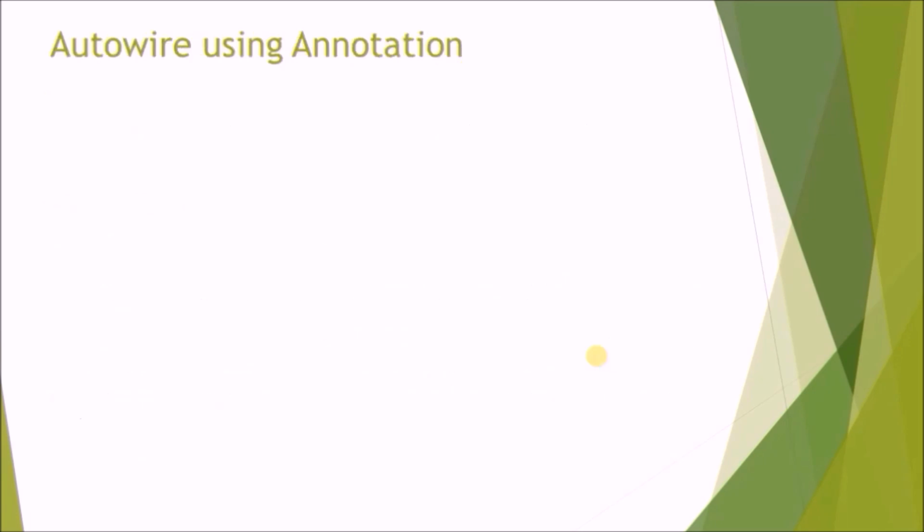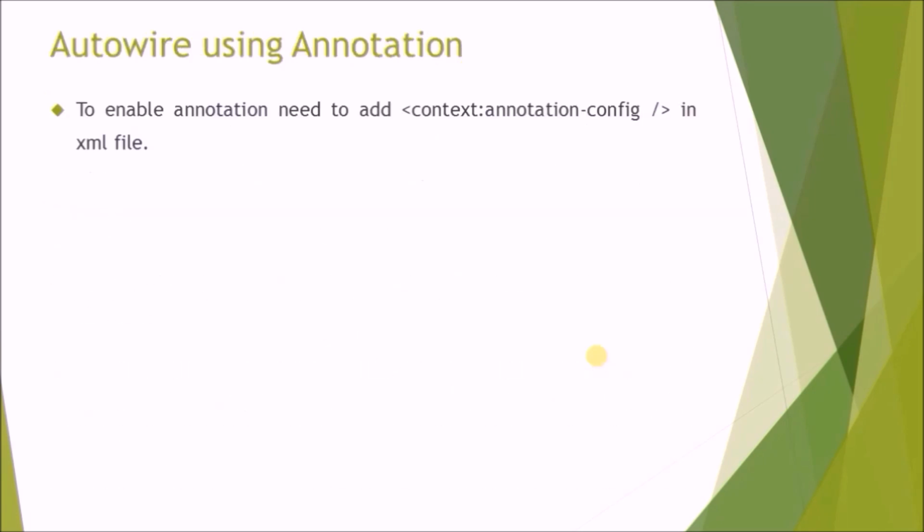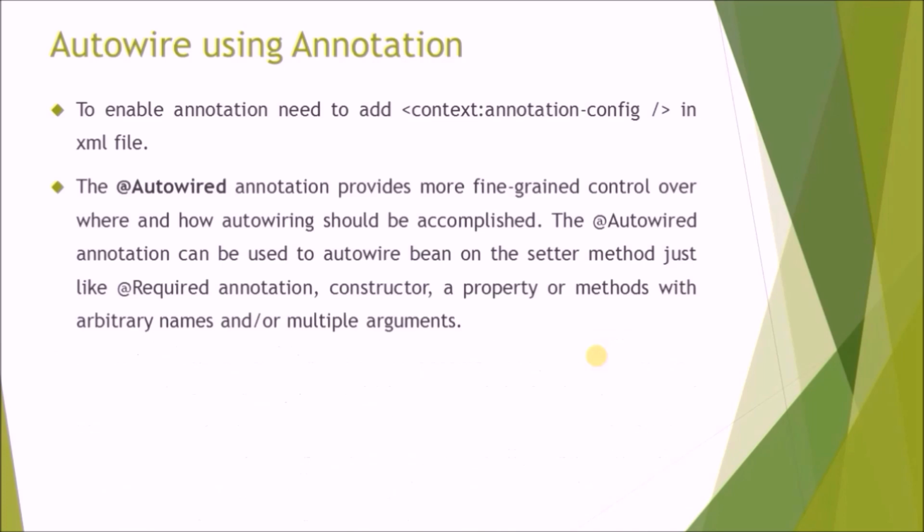Autowire using annotation. To enable annotation, you need to add context:annotation-config in the XML file. The Autowired annotation provides more fine-grained control over where and how the auto-wiring should be accomplished. The Autowired annotation can be used to autowire bean on the setter method just like the Required annotation, constructor, a property or methods with arbitrary names and multiple arguments.